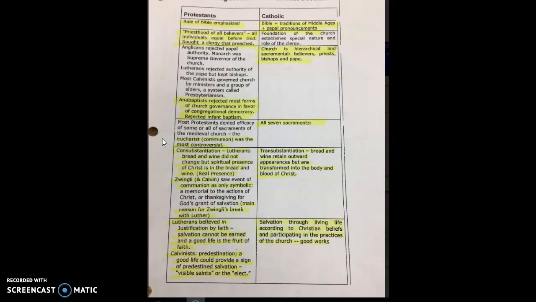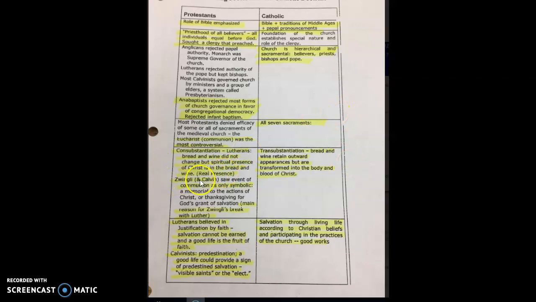So again, Catholics practice 7. The Lutherans consider more of just 2, baptism and communion, the Eucharist being, of course, the most controversial. And you can see here that is explained next with consubstantiation versus transubstantiation. So we went over this in class, but here it is again on this nice little chart to help remind you the controversy surrounding the bread and the wine, which again is considered the Eucharist in a church service.